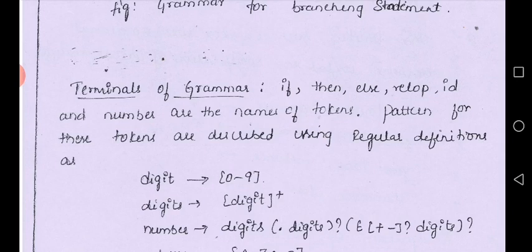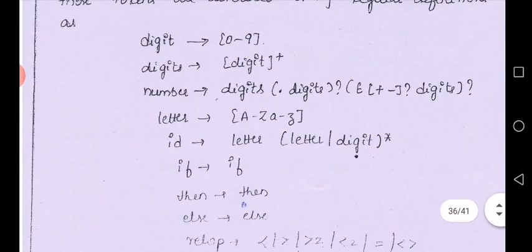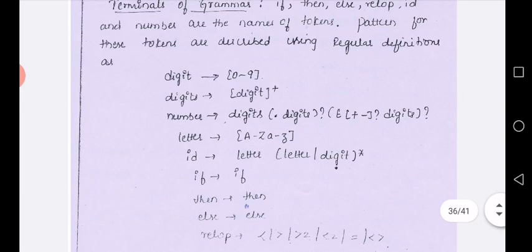Okay, then the patterns for these tokens are described using regular definitions. Here we have different regular definitions: digits, number, letter, ID, if, then, else, relational operator. These are what we call regular definitions. They have some internal meaning. Now we'll go through this.